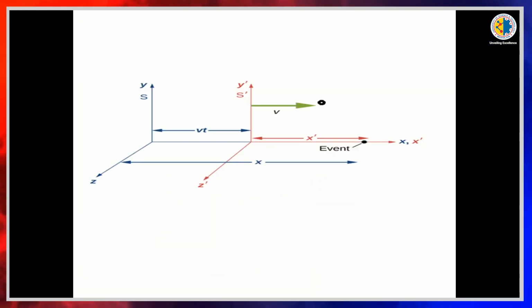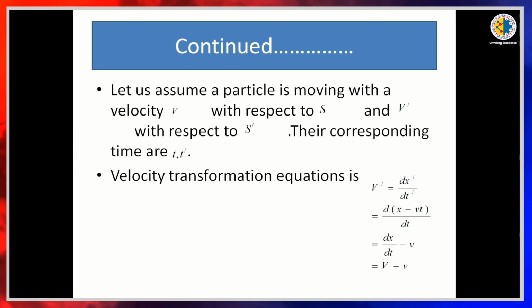Now in this case we have considered a particle which has coordinates x, y, z, the space coordinates according to the rest frame S, and x dash, y dash, z dash according to the frame S dash. So, these are the two coordinates of this particle and the particle is moving. This black circle is assumed as a particle, S is the rest frame, S dash is the moving frame with a constant velocity. Let us assume the particle is moving with velocity v with respect to S and v dash with respect to S dash. So, their corresponding times are t and t dash.